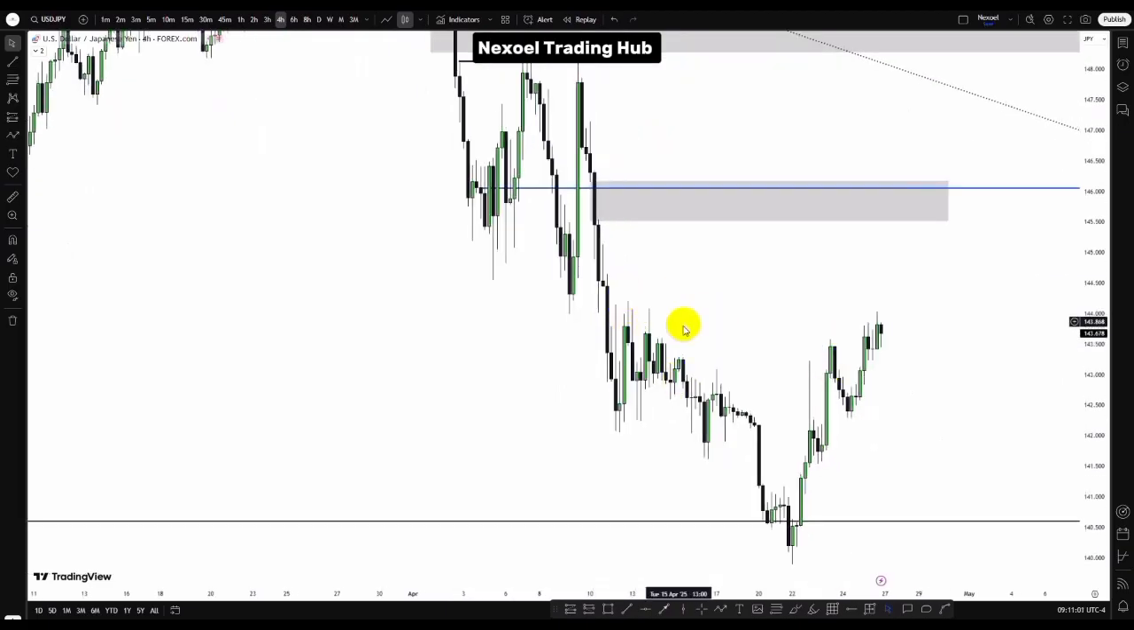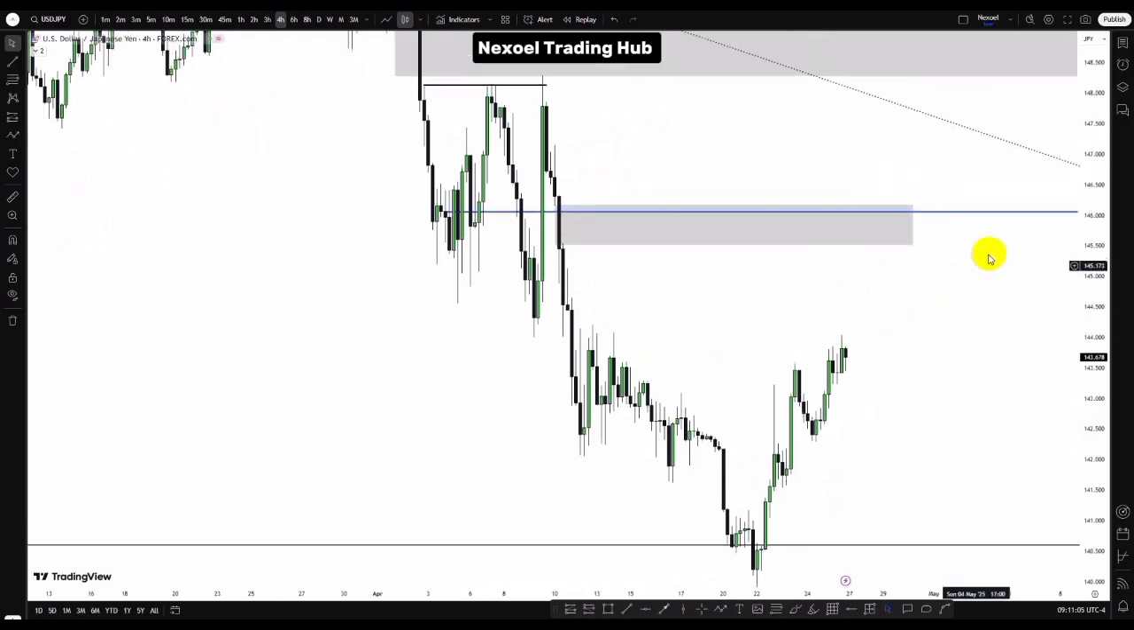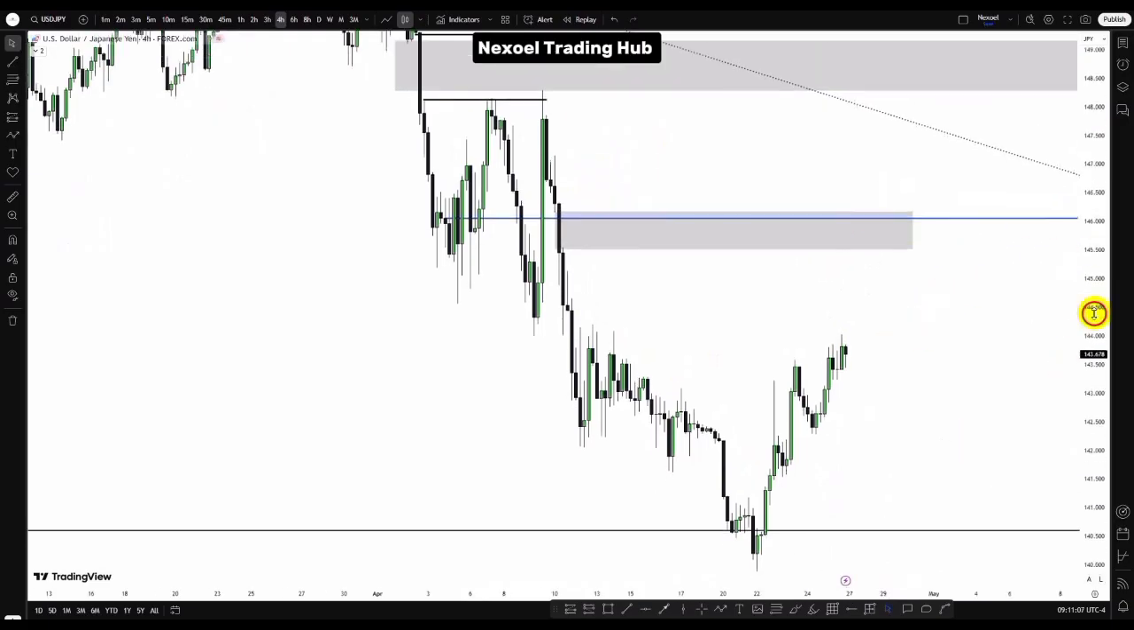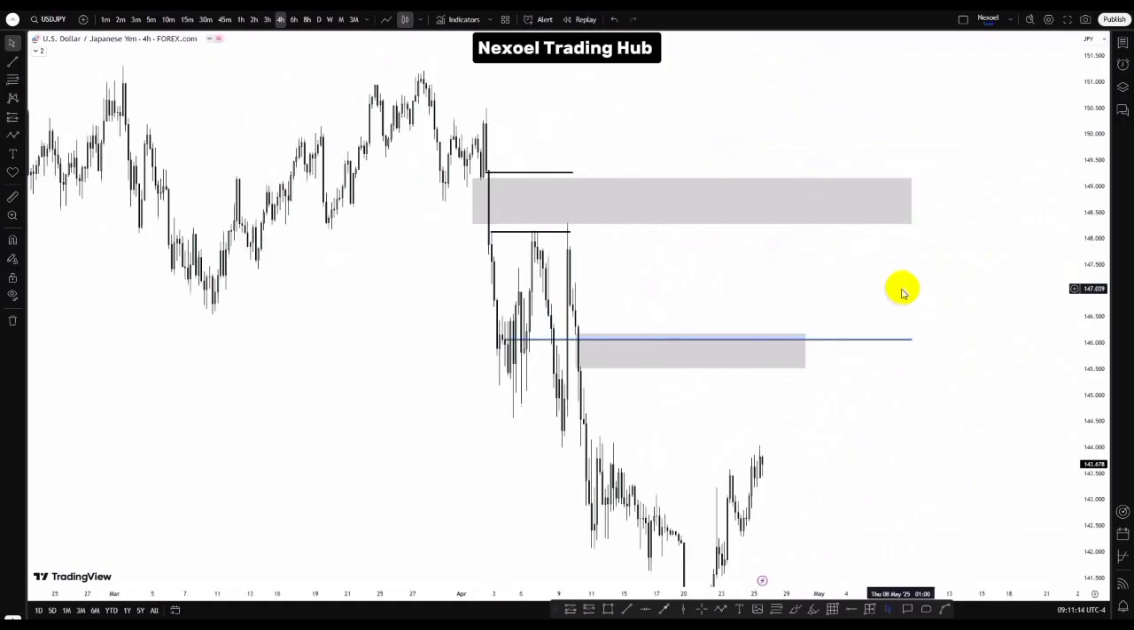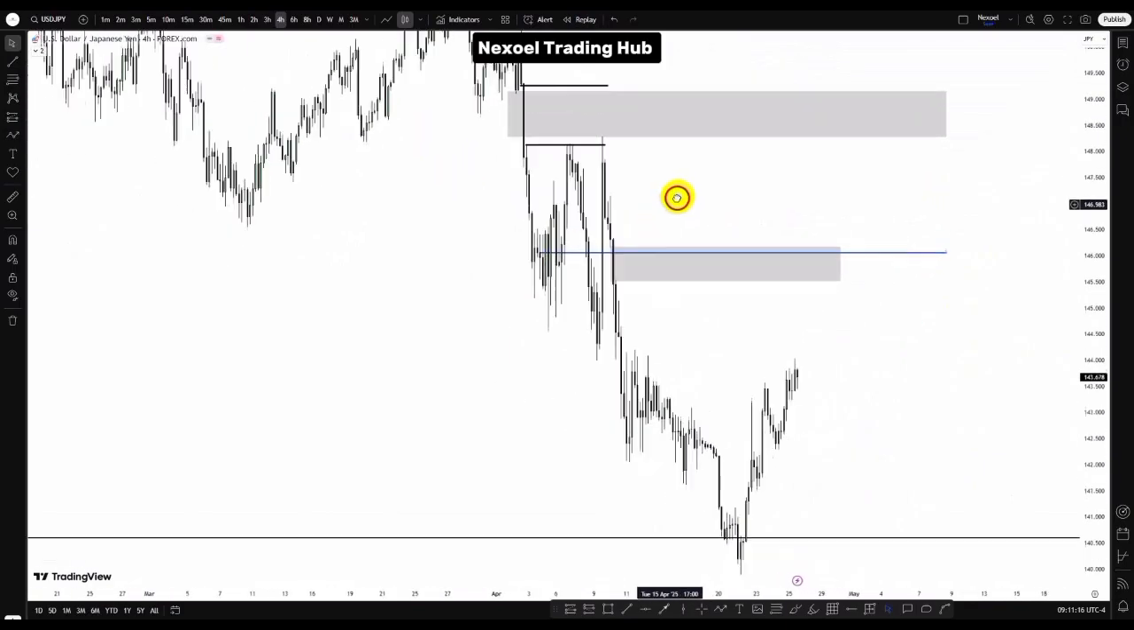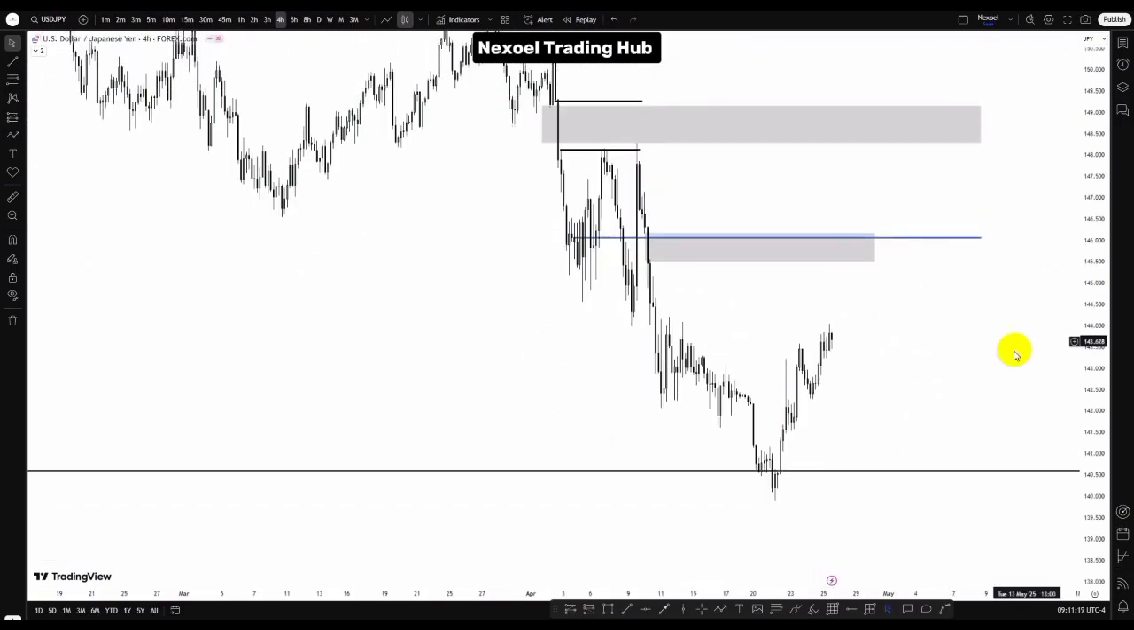Now price has taken the trend line liquidity, so we could see the bearish model here, and we have bearish continuation to the downside, except the dollar index decides to now establish more bullishness to the upside. So this is what I have to show us in USDJPY.